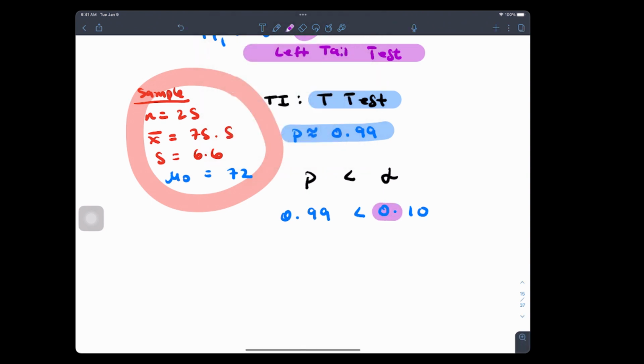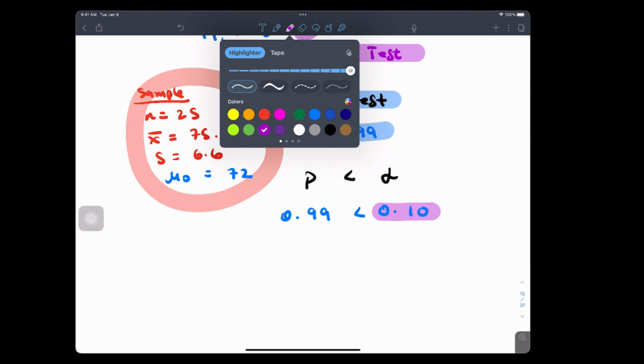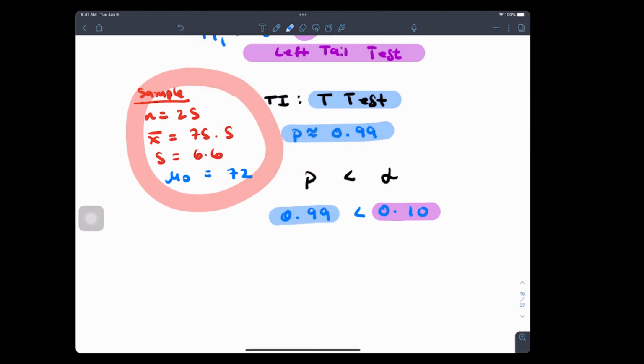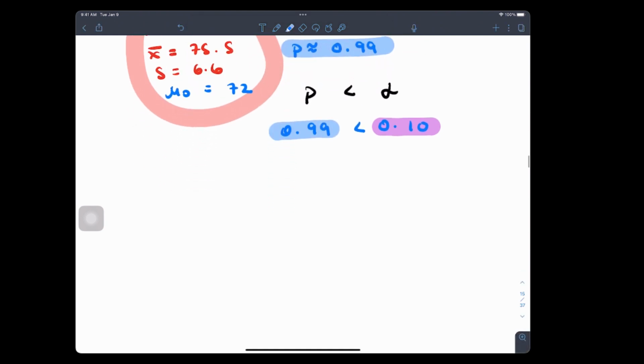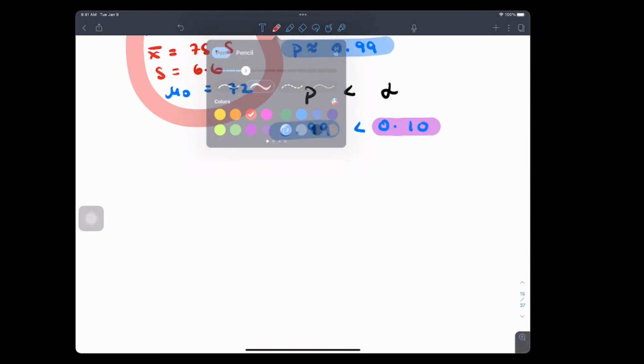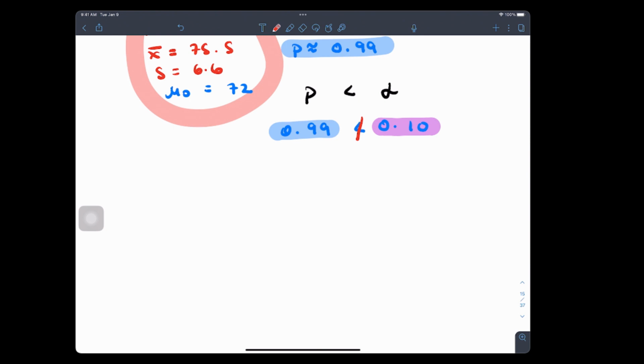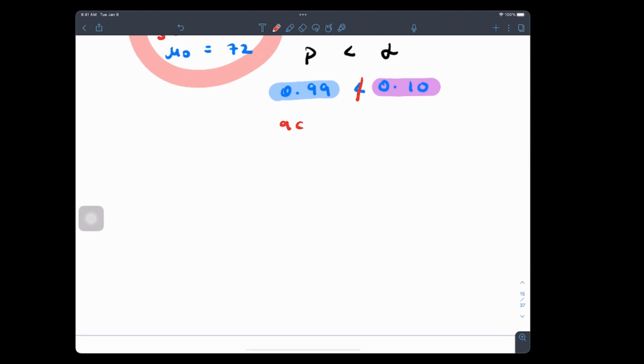So we're going to have to check, is that p-value smaller than 10%? What do you guys know? Is that true? Nope. If it were true, we accept the alternate. When it's false, accept the what? The null.